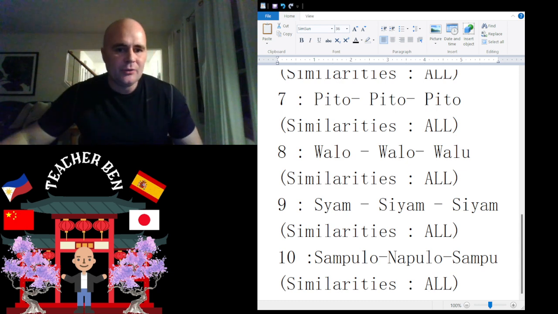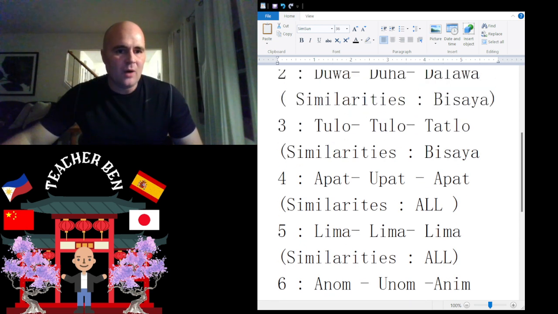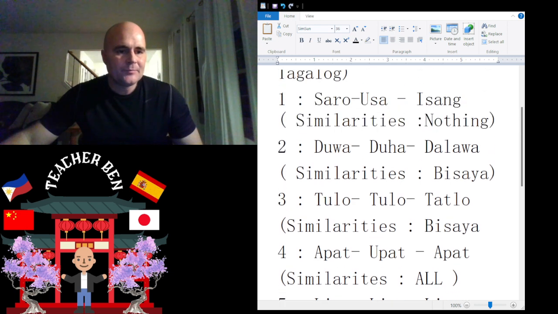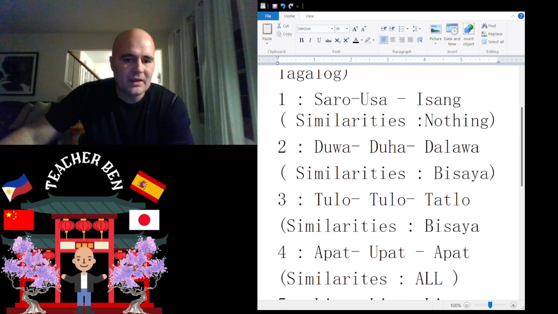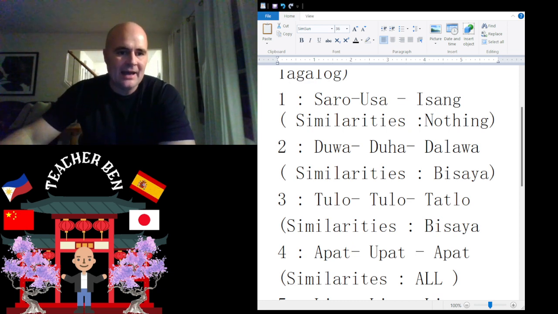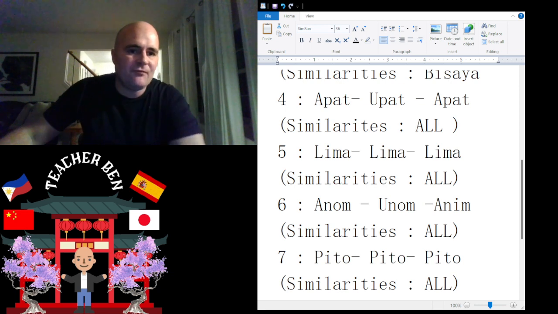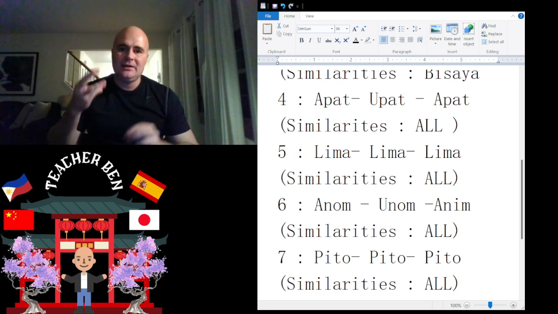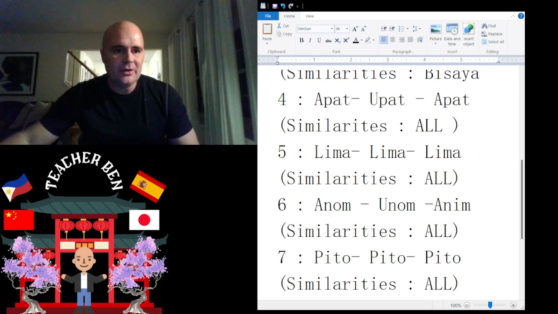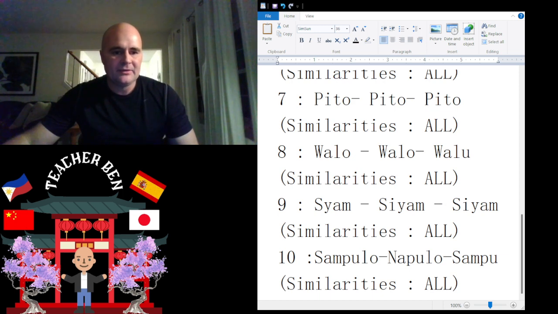All right, so I do want to show you some analysis of the findings. Okay, so 1, 2, and 3 didn't have similarities across the board. 1 had nothing. 2 had a similarity with Bisaya, and 3 also had a similarity with Bisaya. Now, starting at 4, we find that all three languages are exactly the same. So we have similarities all, for every one of the remaining words.